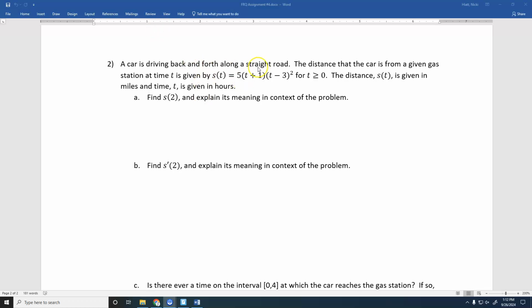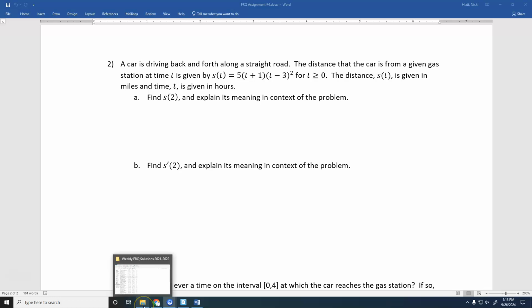A car is driving back and forth along a straight road. The distance that the car is from a given gas station at time t is given by S of t equals 5 times t plus 1 times t minus 3 squared, for t greater than or equal to 0. The distance, S of t, is given in miles and time t is given in hours.